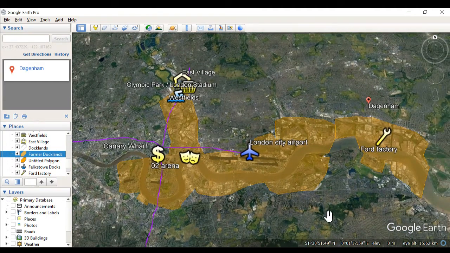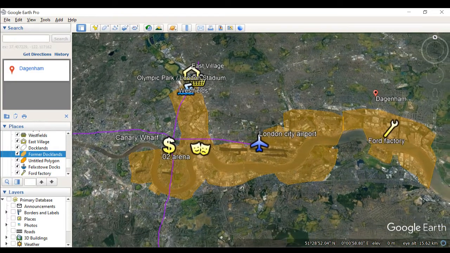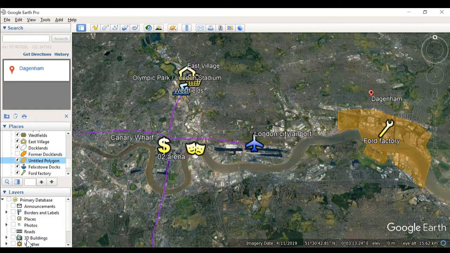The first thing is to understand the area we're mainly focusing on, this area, which I've drawn an orange polygon around. It's the former inner city industrial area, a former Docklands area, and we're going to be thinking about the changes that have happened in this area. But I'm going to start by turning off some of these layers.